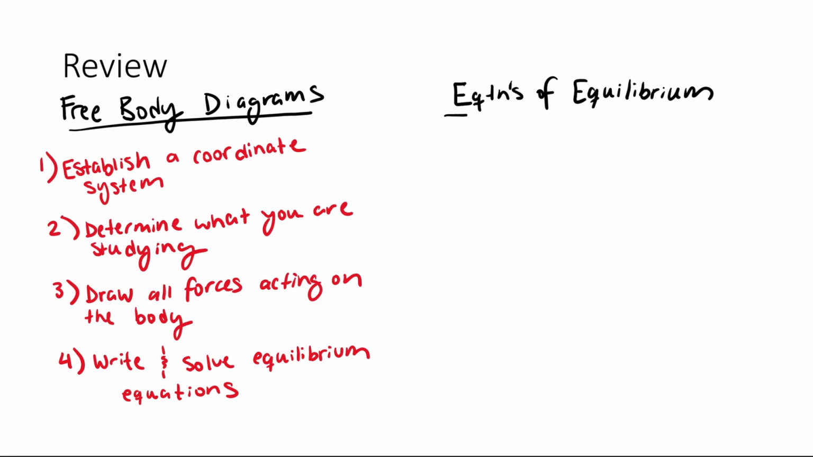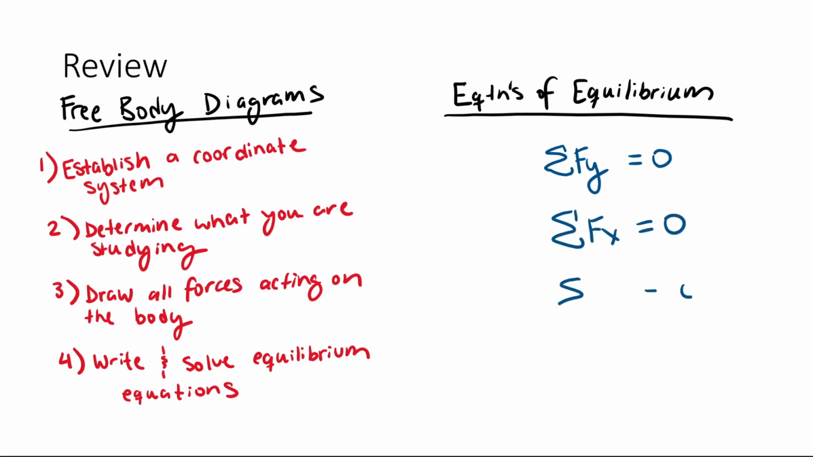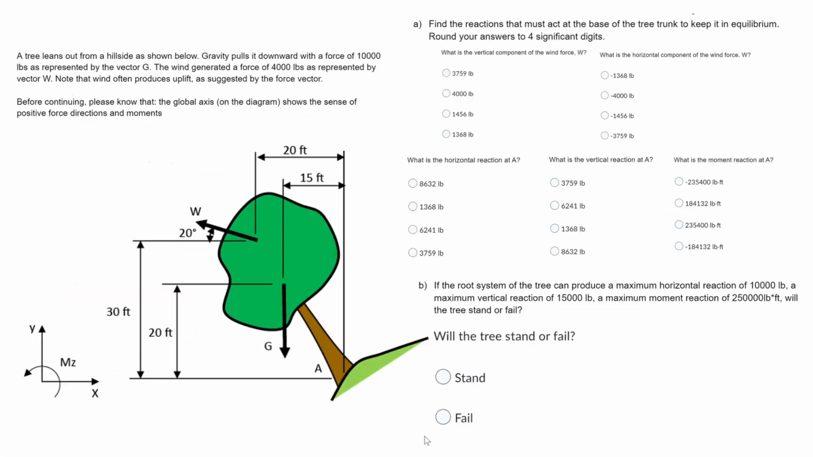So, the equations of equilibrium, these are the sums of the forces in either the horizontal, vertical, or moment directions. So the sum of these, when in equilibrium, will always be equal to 0. So now that we have reviewed these concepts, we can take a look at an example problem.